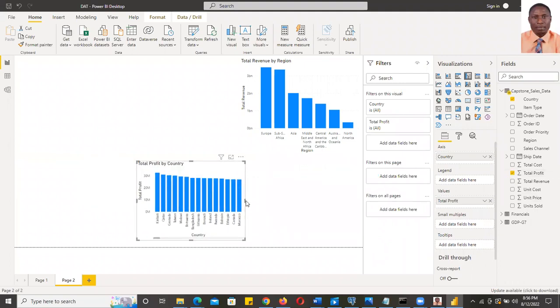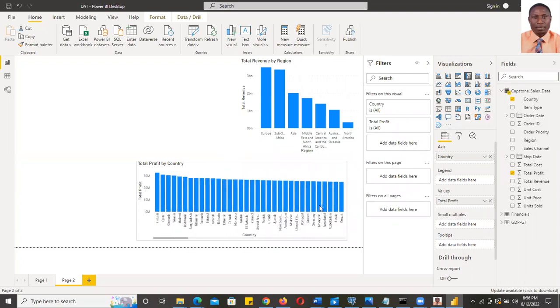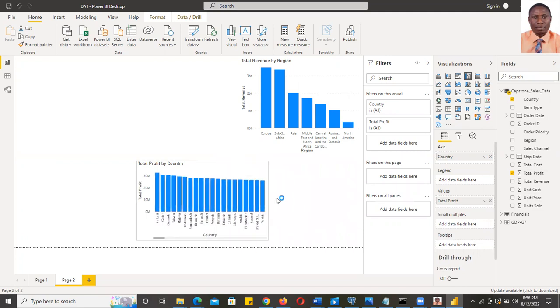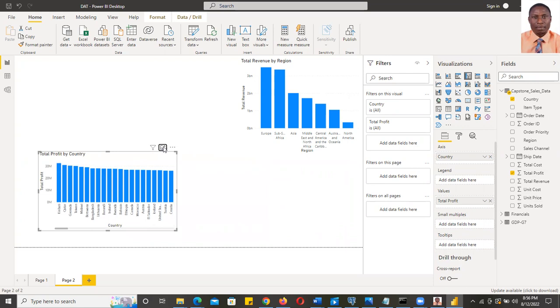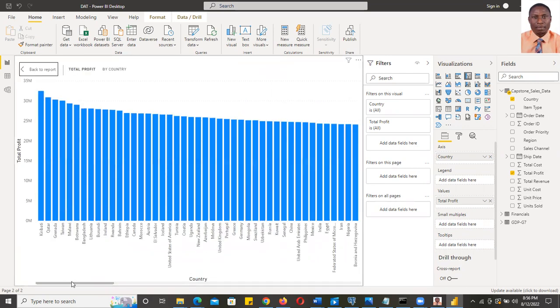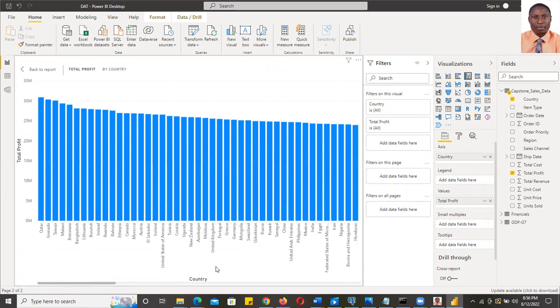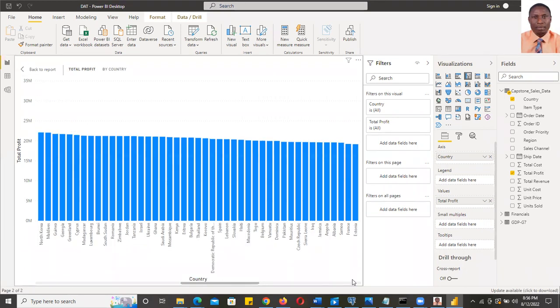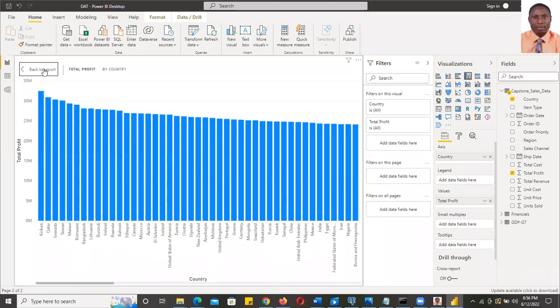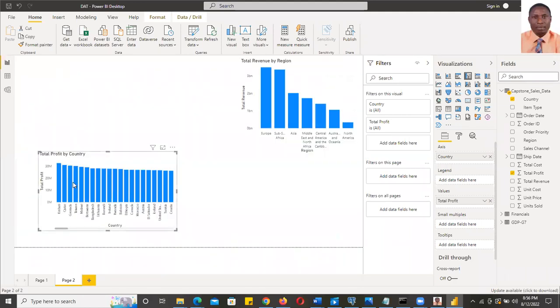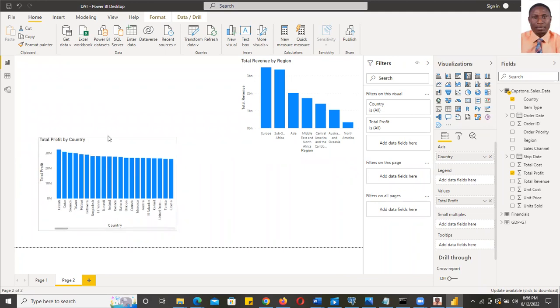How many countries do we have? We have plenty of countries, so many of them. But what we are interested in is this. Let's even expand it. You can see we have lots of them. But what we are interested in is the top five.